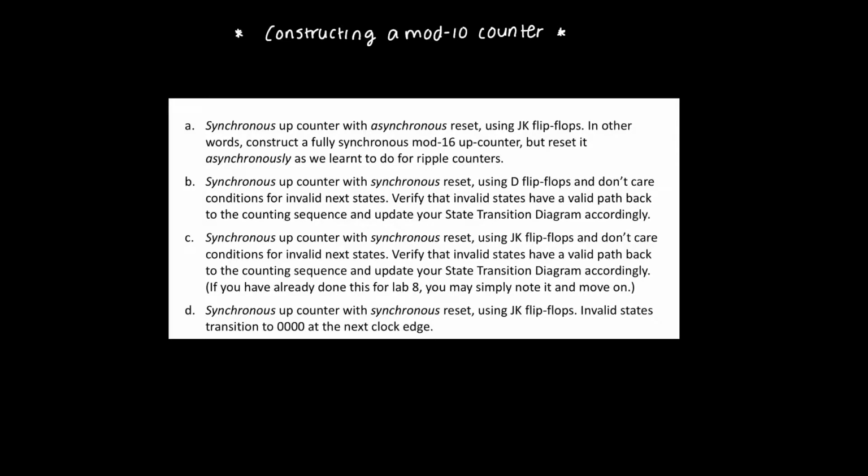Okay, so this brings me to C. We've done A, we've done B, and now what is C asking us? It's asking us basically the same thing as B, which is what we just did, but instead of using D flip-flops, we're asked to use JK flip-flops. So I'm going to go through the exact same procedure, except that I'm going to use JK flip-flops. Let's get to it.